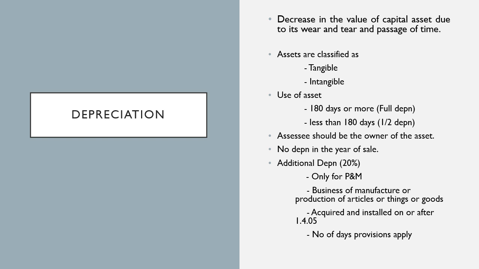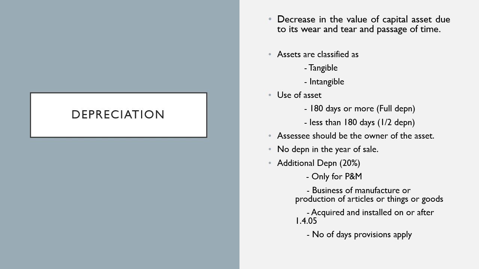Under the Income Tax Act, the depreciation of the asset depends on the number of days it is actually put to use. If the asset is used for 180 days or more, then full depreciation is charged. Whereas, if it is used for less than 180 days, then only half depreciation is considered. To charge depreciation on the asset, the assessee should be the owner of the asset, and no depreciation can be charged in the year of sale, as depreciation is always charged on the last day of every year.